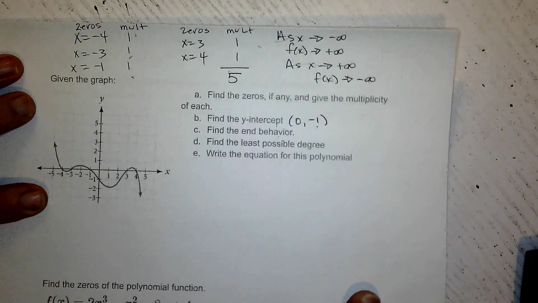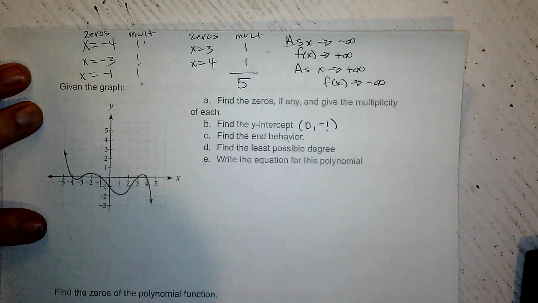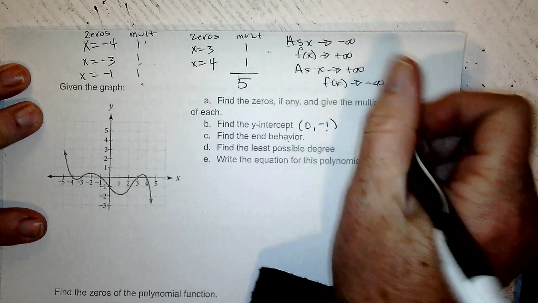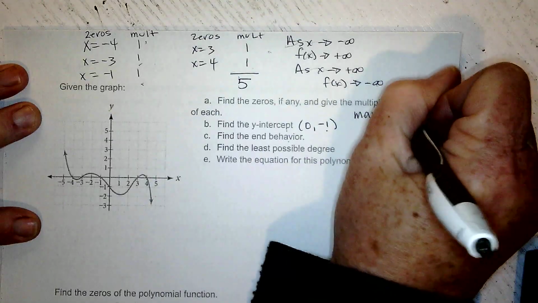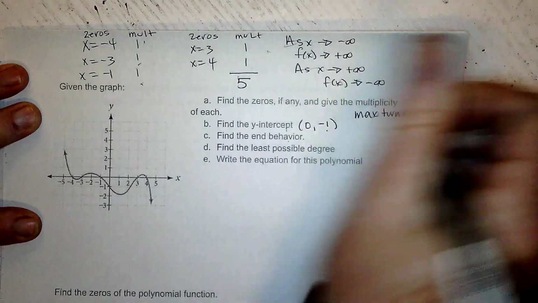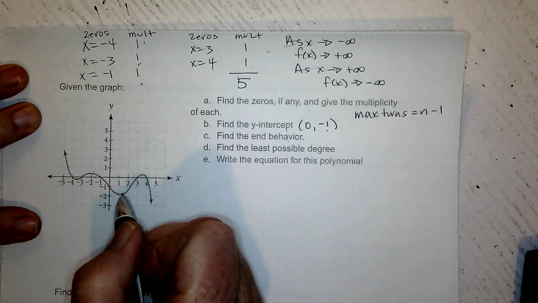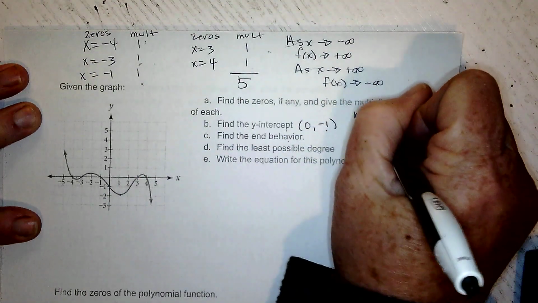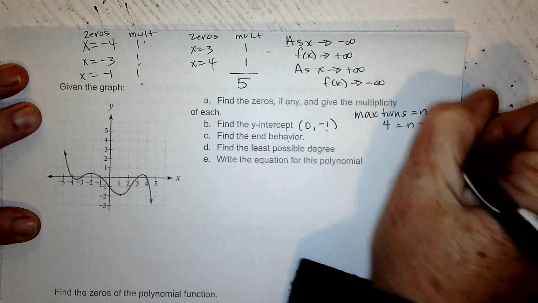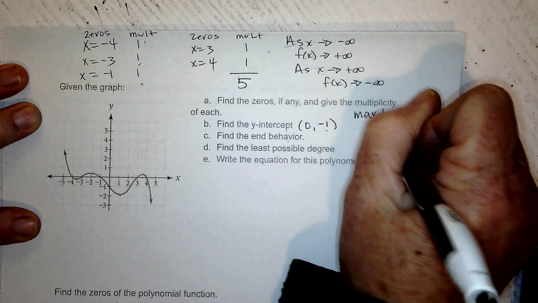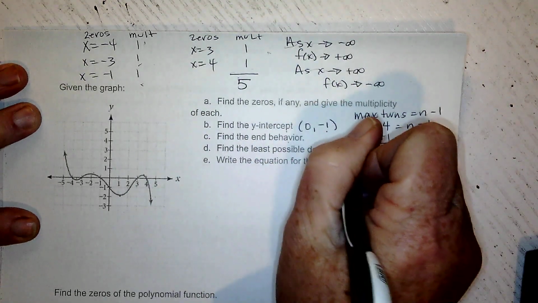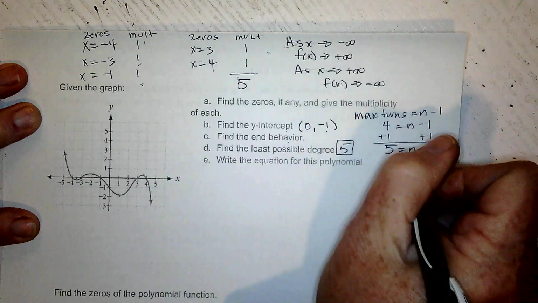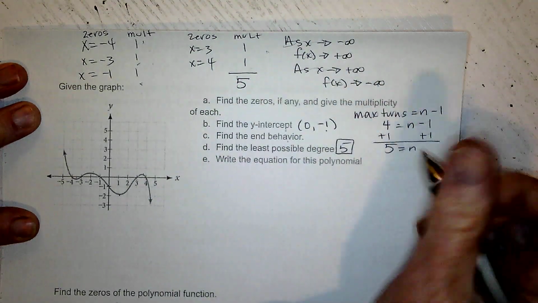All right, then we've got the least possible degree, and I'm going to use my max turns for my other check for that. My max turns is equal to n minus 1, because I've got 1, 2, 3, 4 turns, and my n is my degree. So 4 plus 1 is 5. So our least possible degree is 5. We've got two different things that show that.